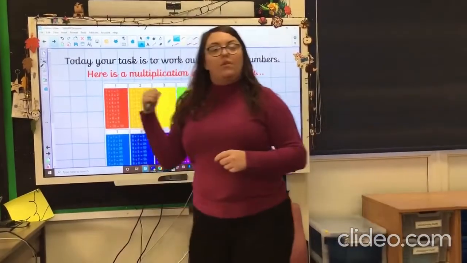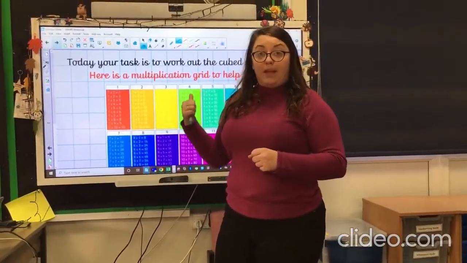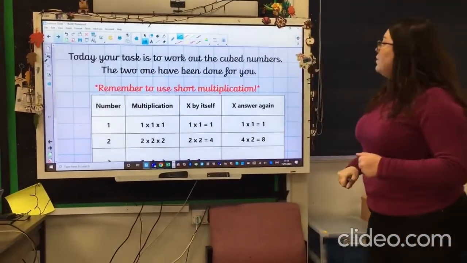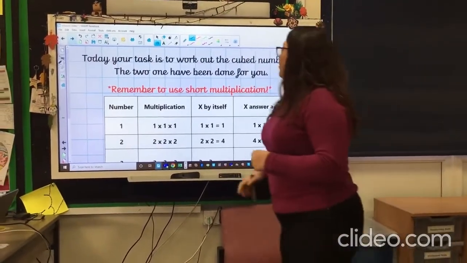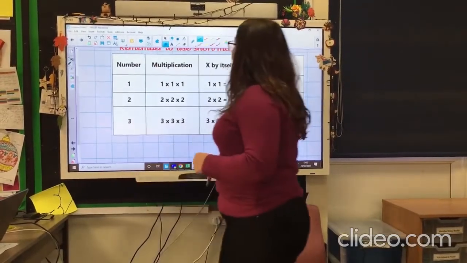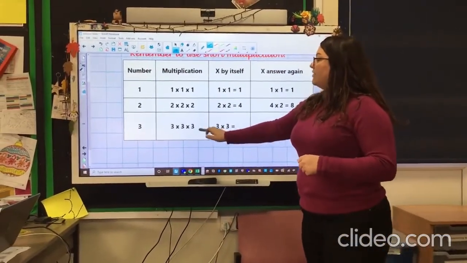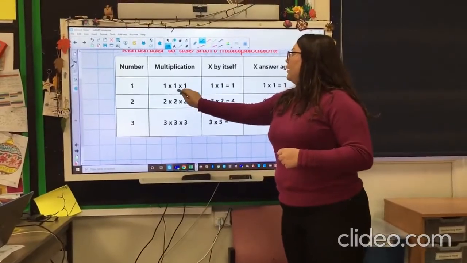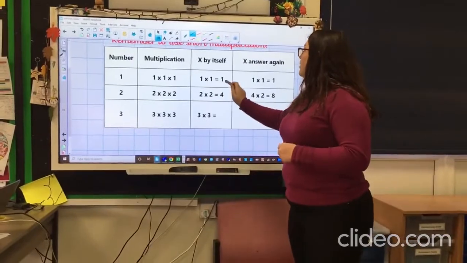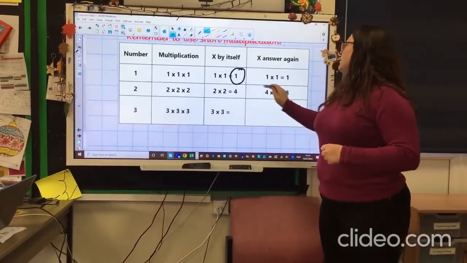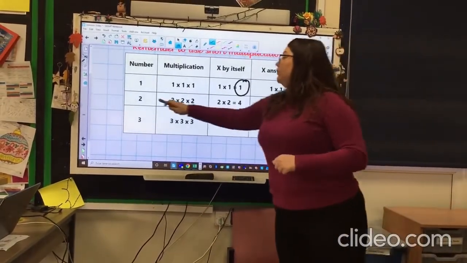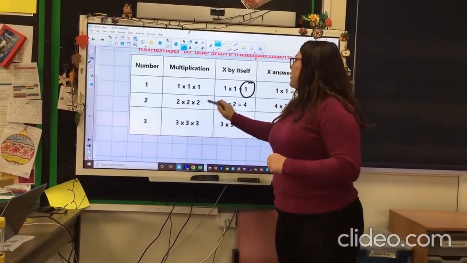Okay, on the grids there is a multiplication grid to help you out. Today you're going to be working out cube numbers. The top 2 have been done for you. So make sure the multiplication's there. So 1 cubed is equal to 1 times 1 times 1. Times it by itself, 1 times 1 equals 1. Then take that answer, multiply it by the number again, equals 1. So another example, 2 cubed is equal to 2 times 2 times 2.